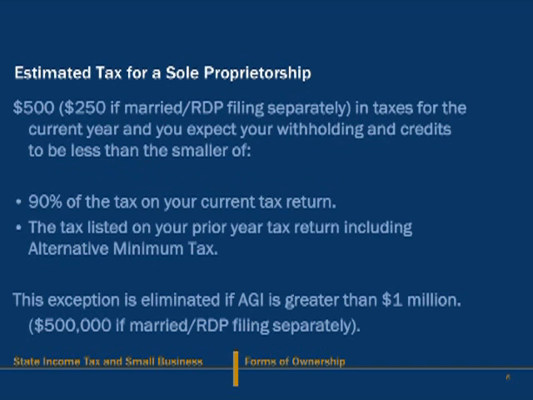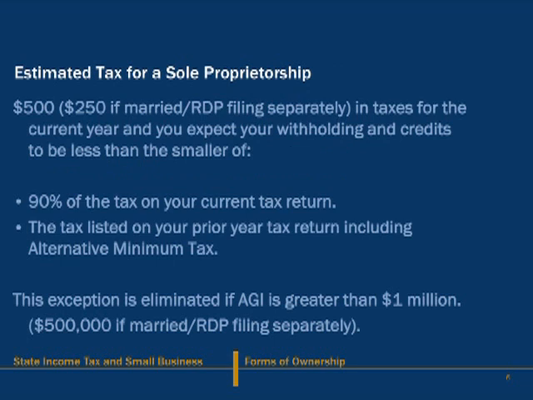Generally, estimated tax payments are required if you expect to owe at least $500 ($250 if married/registered domestic partner filing separately) in taxes for the current year, after subtracting withholding and credits, and you expect your withholdings and credits to be less than the smaller of 90% of the tax on your current year tax return, or the tax listed on your prior year tax return, including alternative minimum tax.